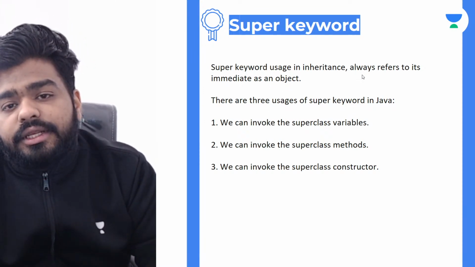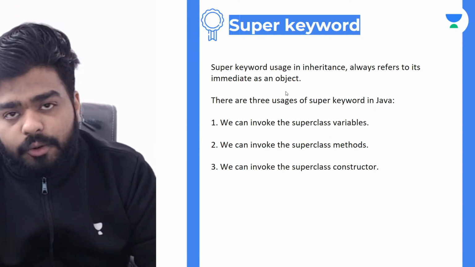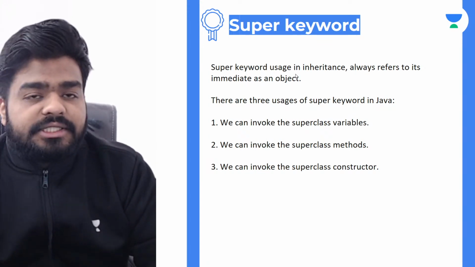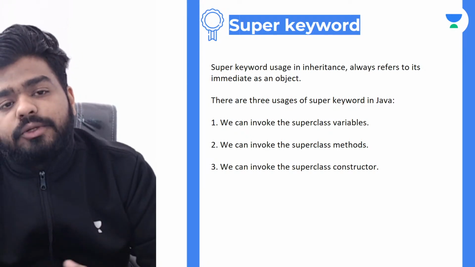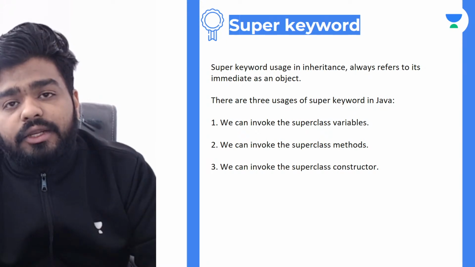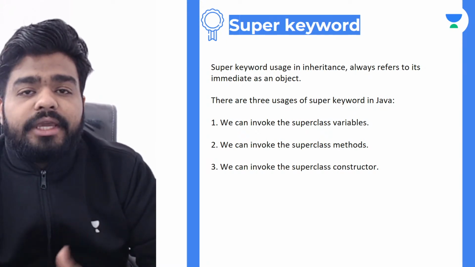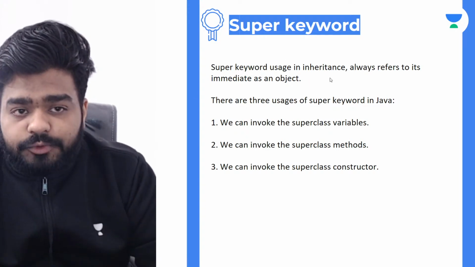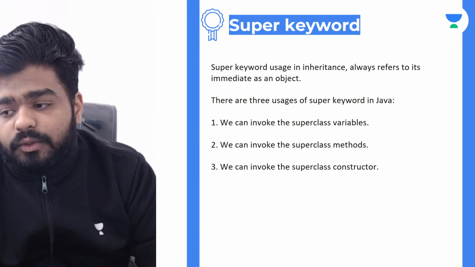The super keyword is used in inheritance, and always refers to its immediate parent object. If you're not understanding this definition, it's totally fine. I've always told you not to go with bookish definitions written in tutorials. Try to make your own definition. Once we do the practical of the super keyword, you will understand what I'm talking about.